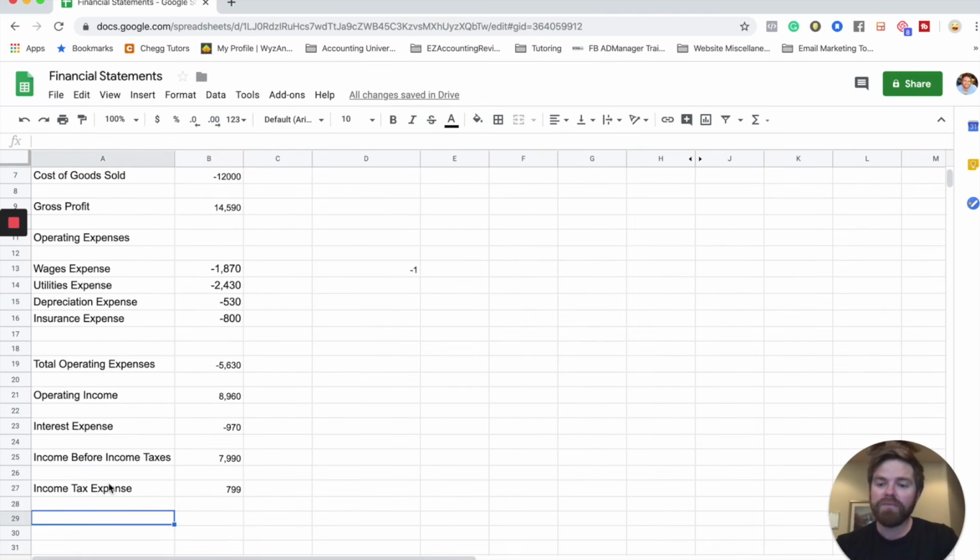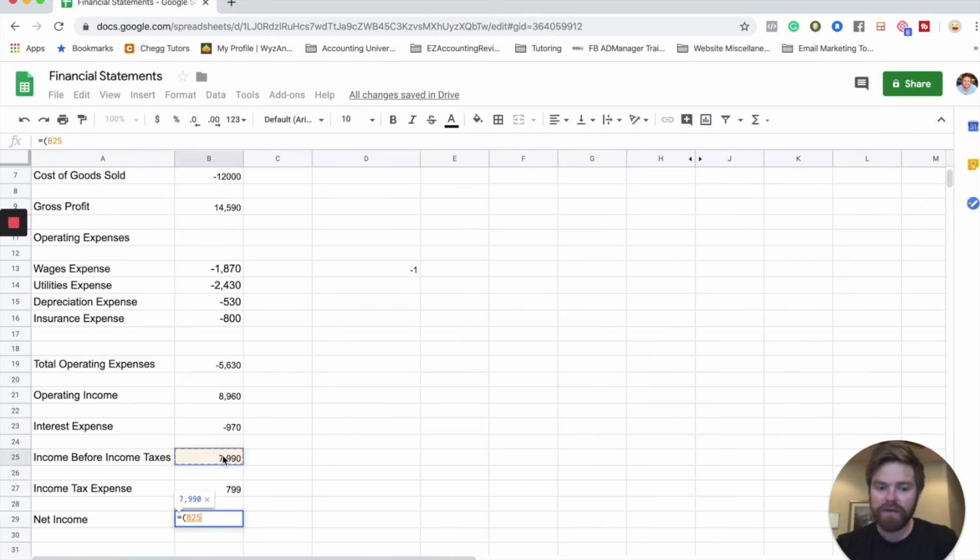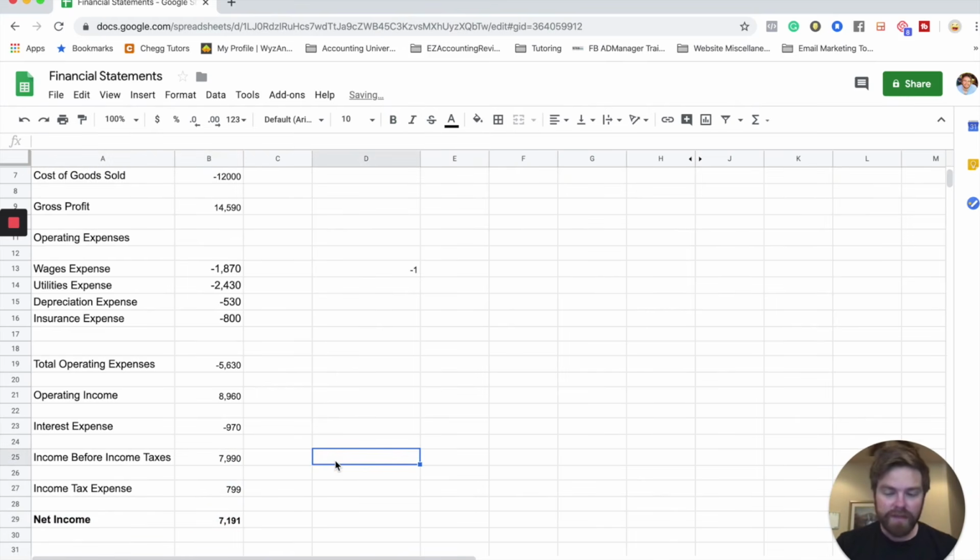And lastly, the big number you've been waiting for, our net income. The way we get this number is we take our income before income taxes and we subtract our income tax expense. And there we go. That is an income statement in a nutshell.